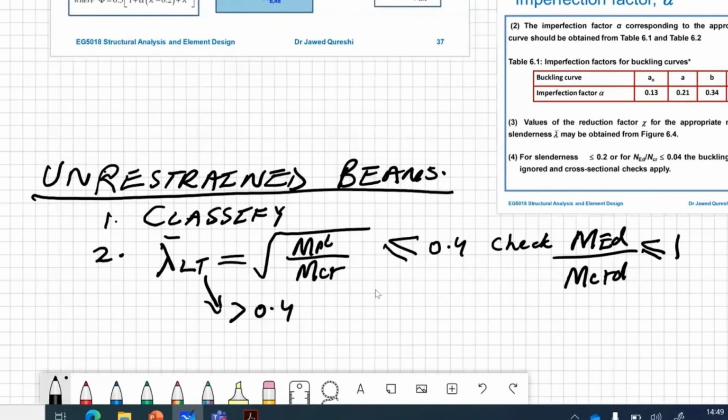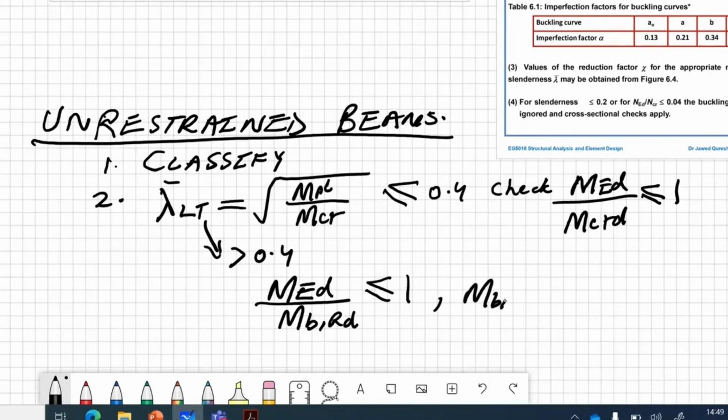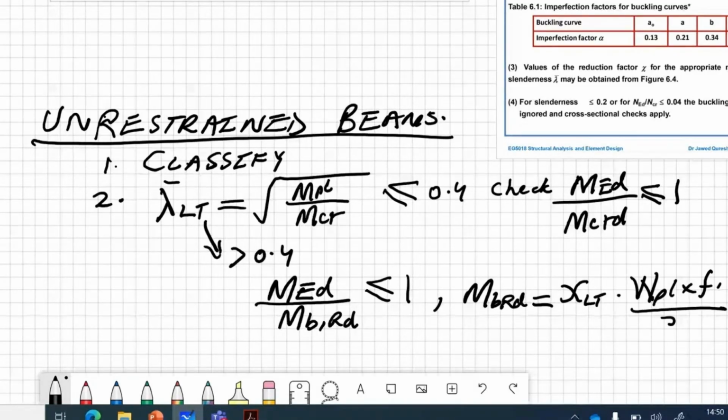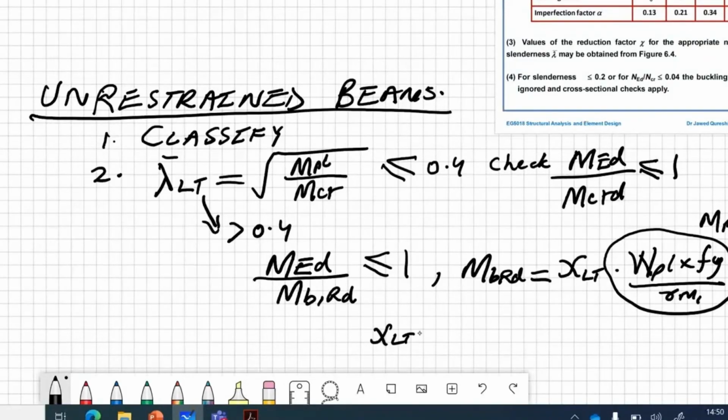If lambda dash LT is more than 0.4, it means a buckling check is required, and then we check MEd over MBRD, where MBRD is the buckling moment, which is found by the reduction factor approach, equal to chi LT Wpl into fy over gamma M1 for class 1 and 2 sections. If it was class 3, then we will use W elastic. If it was class 4, then W effective.